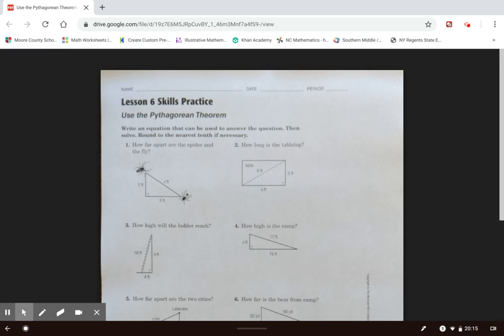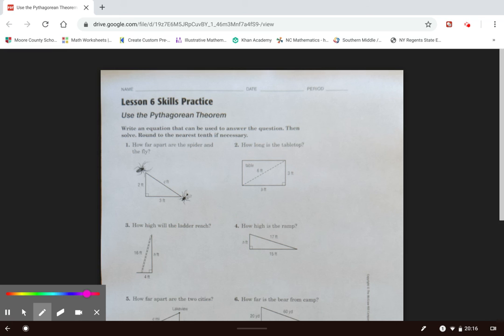Okay, so it says here to write an equation that can be used to answer the question, then solve, rounding to the nearest tenth if necessary. The first one says, how far apart are the spider and the fly? If you notice in this example, there is a right triangle drawn, and the distance between the spider and the fly is measured by the hypotenuse of the right triangle. So all I'm going to do is use what I know about right triangles and the Pythagorean theorem to find the distance between the spider and the fly.